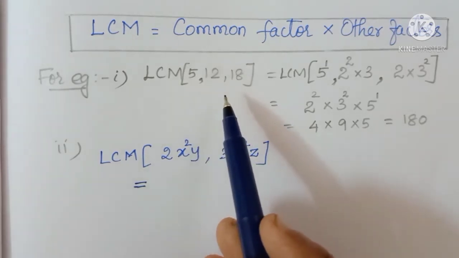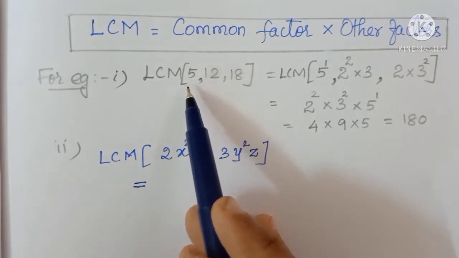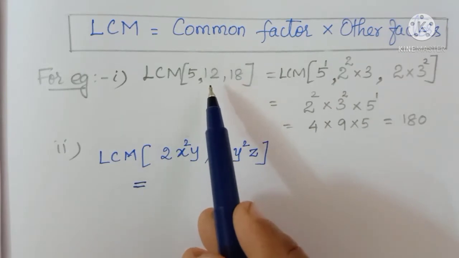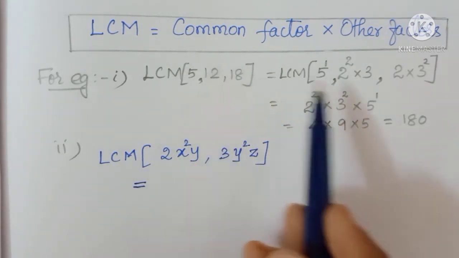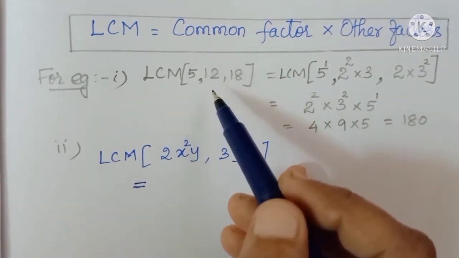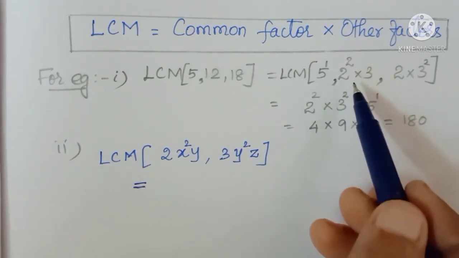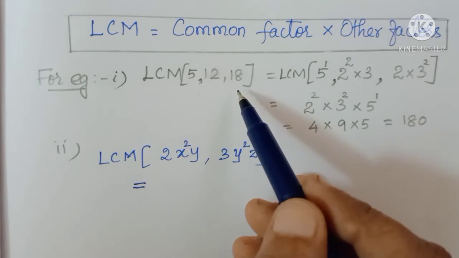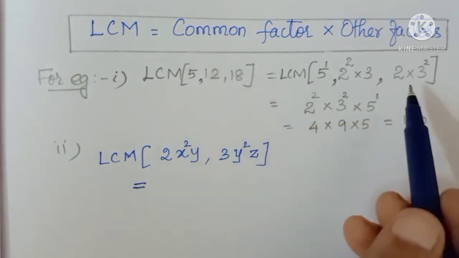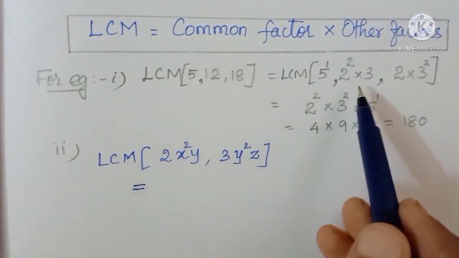We have to convert all these numbers into a product of prime numbers. First, 5 is a prime number only, so directly we can take 5 power 1. Then 12 is a composite number, so we convert it into a product of prime numbers. You all know the division method; applying it, we write this as 2 power 2 into 3. Then 18 is also a composite number, so we change it into a product of prime numbers. Applying the division method, we get 2 into 3 power 2. So I converted the given numbers into products of prime numbers.